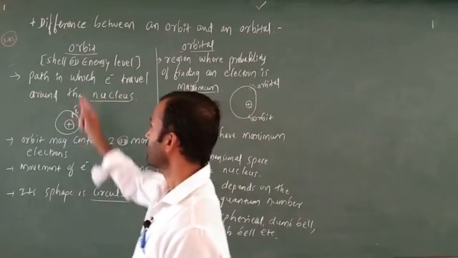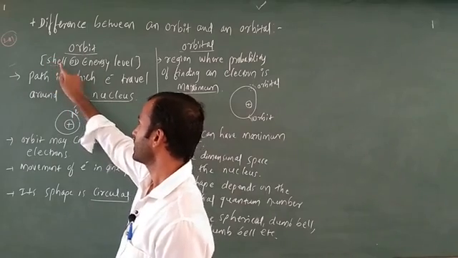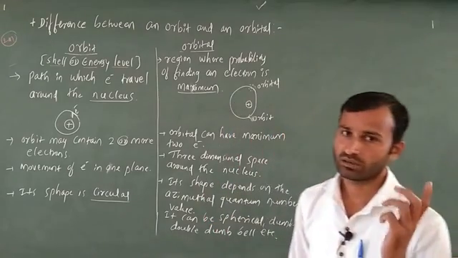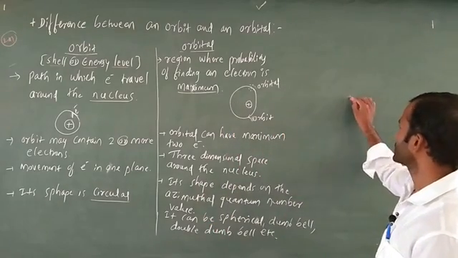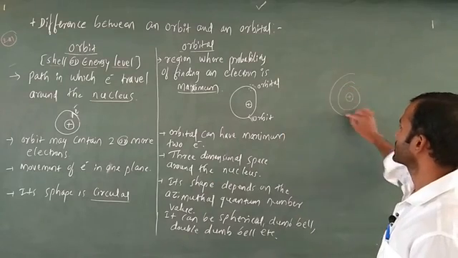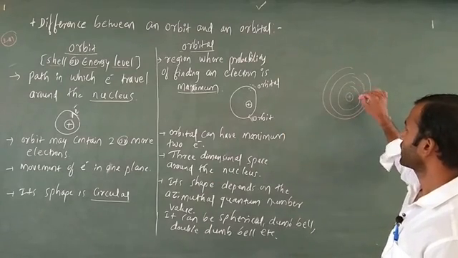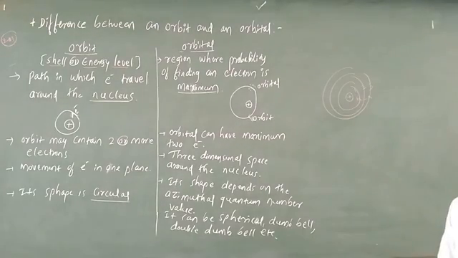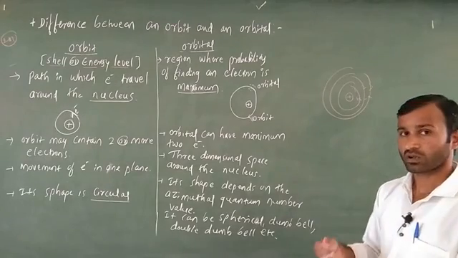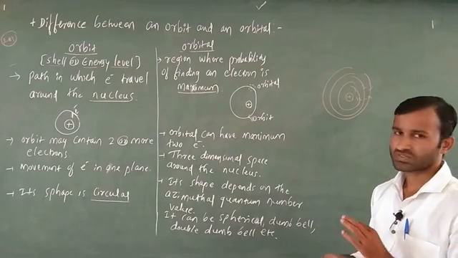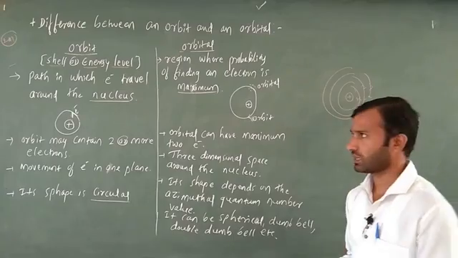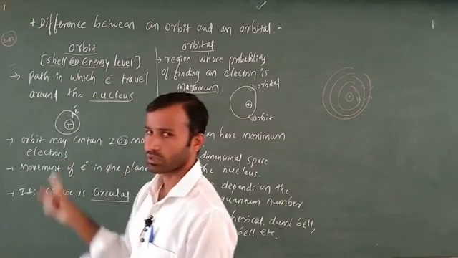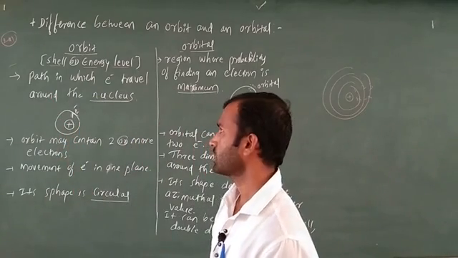Orbit, another name is shell, or energy levels. Here in this case, this one is the nucleus. Next, these are shells, shell 1, 2, 3, otherwise K, L, M, N. All these are shells or energy levels or orbits. All these three are the same: orbit, shell or energy levels. The path in which an electron travels around the nucleus is an orbit.